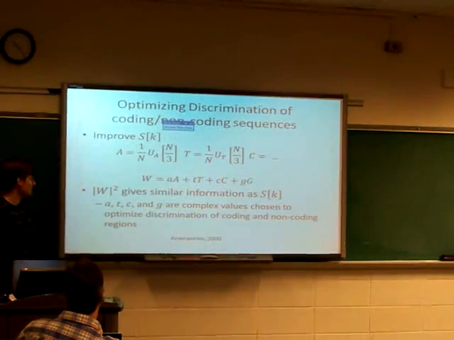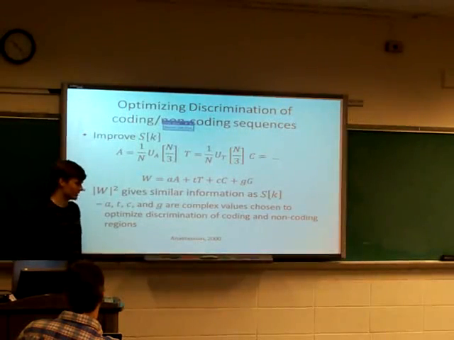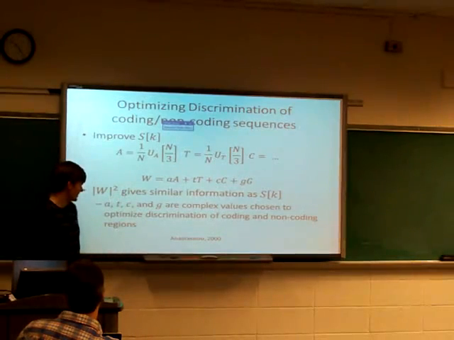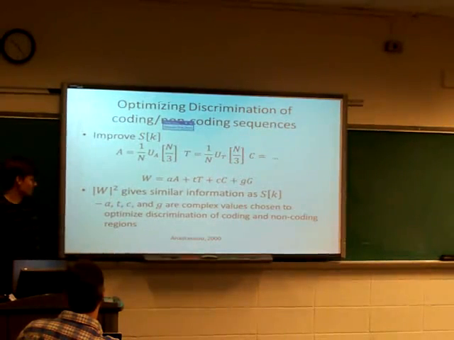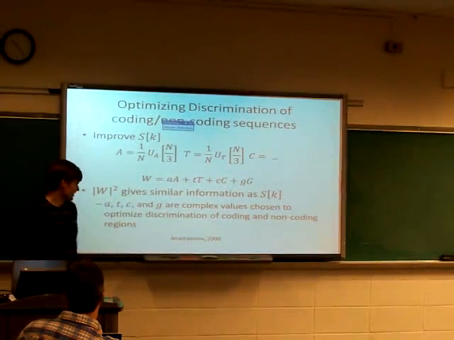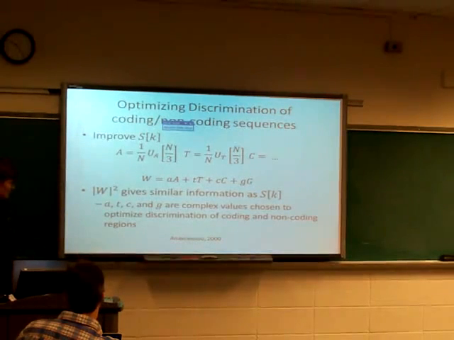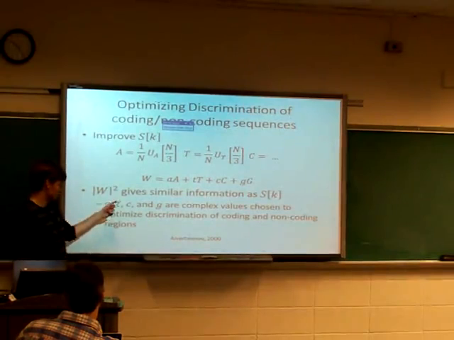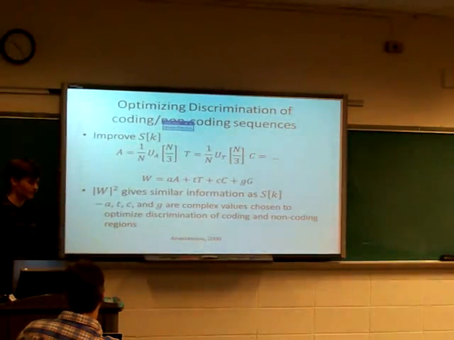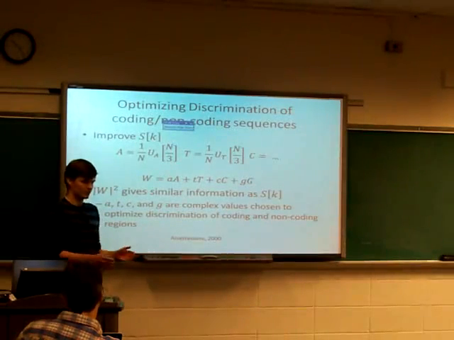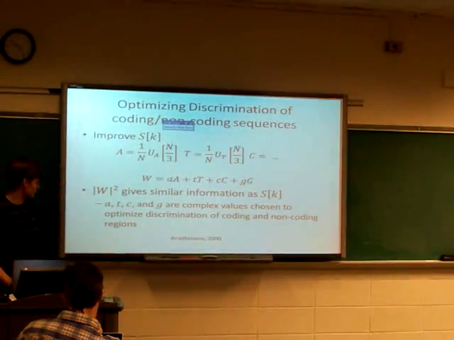Now I'm going to simplify this a little and only look at this N over 3 frequency, where we had k at 117. I'm going to define this parameter w. You can think of it as similar to S k, except we've got these optimized parameters, little a, little t, little c, and little g, which are sort of using a training set to optimally discriminate coding from non-coding regions, but I don't want to dwell on them too much.